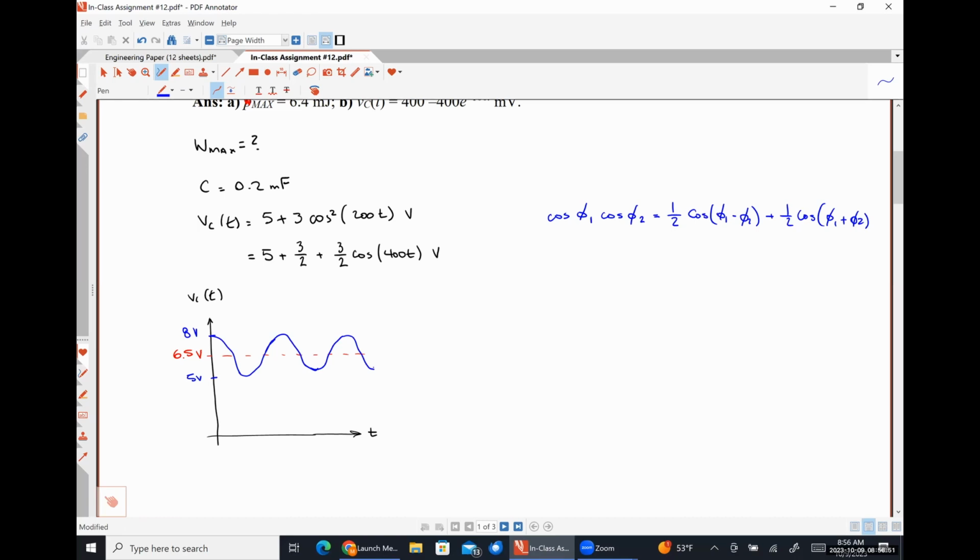It's oscillating between 8 and 5 at an angular frequency of 400 radians per second. So I have 5 plus 3/2, which is 6.5. And this 3/2 here is the amplitude of my cosine function. So its maximum value is going to be at 1, and its minimum value is when cosine is -1. That's why it's adding or subtracting 1.5 from that 6.5 volt DC offset.